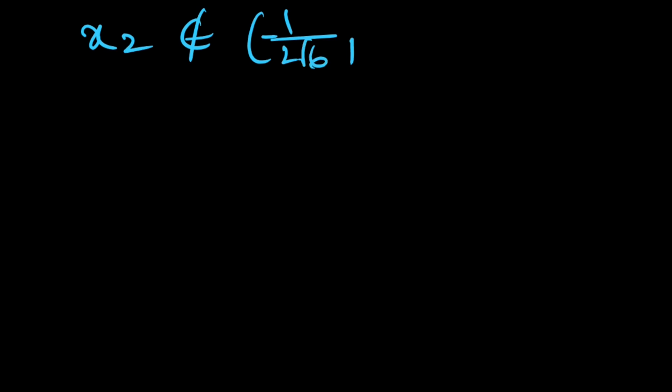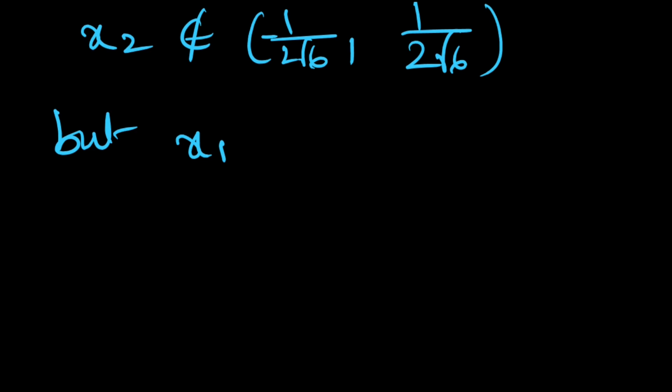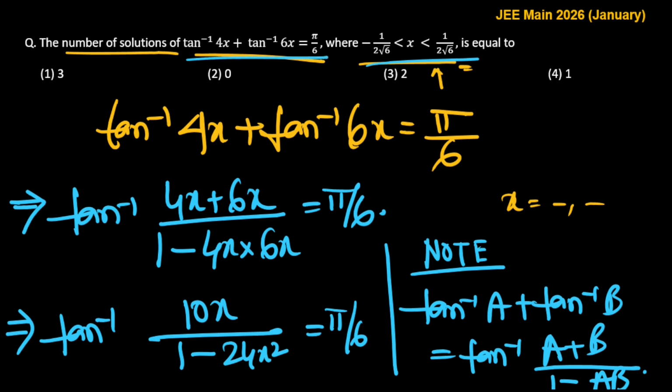So we got x2 does not lie between minus 1 over 2 root 6 to 1 over 2 root 6, but x1 lies between this interval. So therefore this equation gives one solution, x1. So the number of solutions is 1, that is the fourth option is the correct answer in this interval.